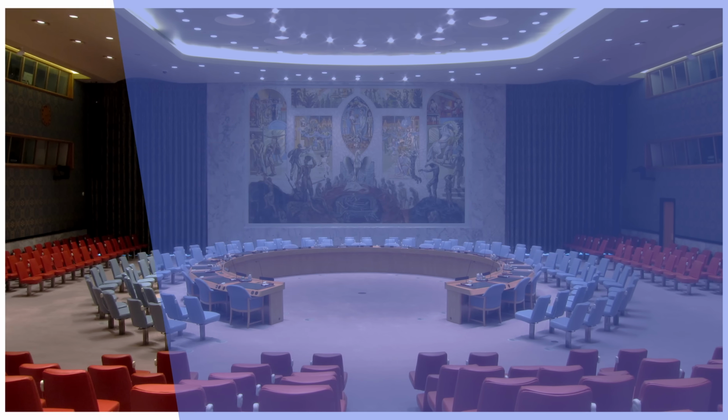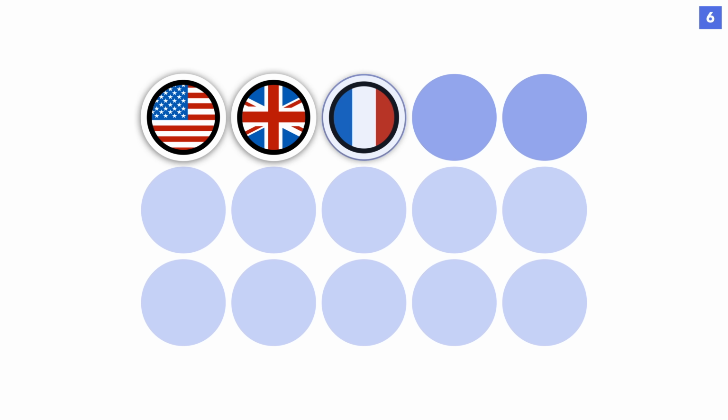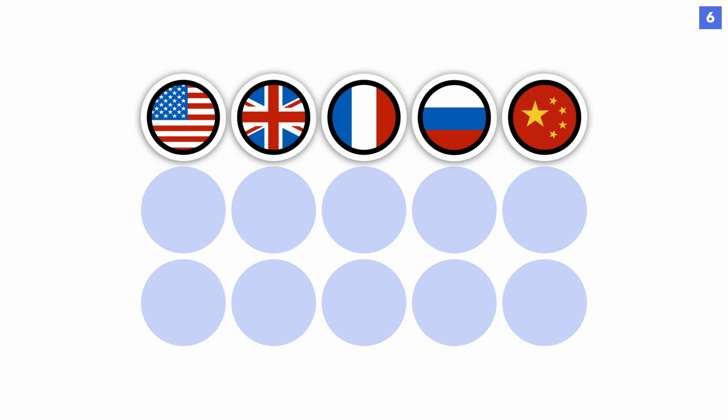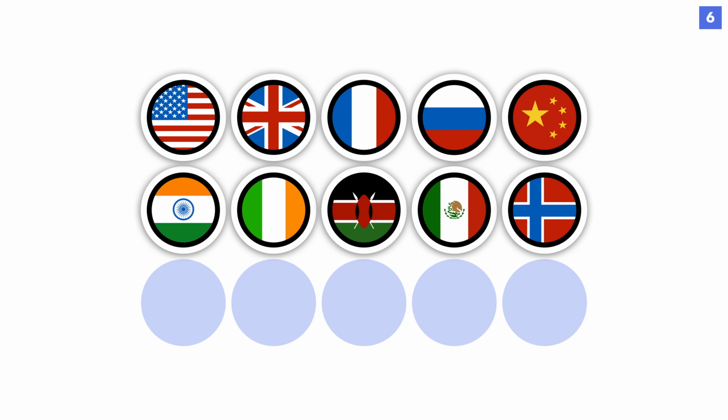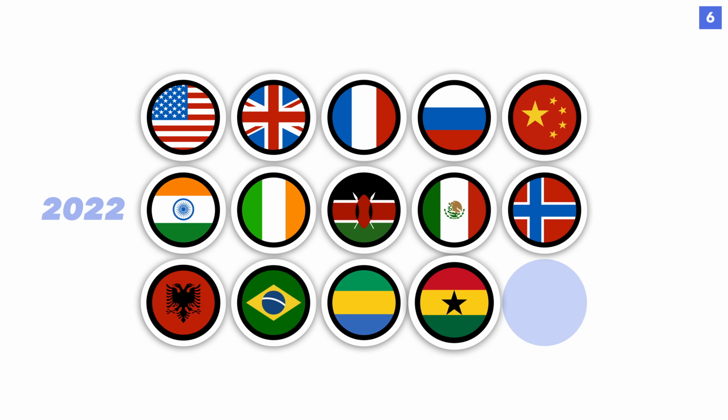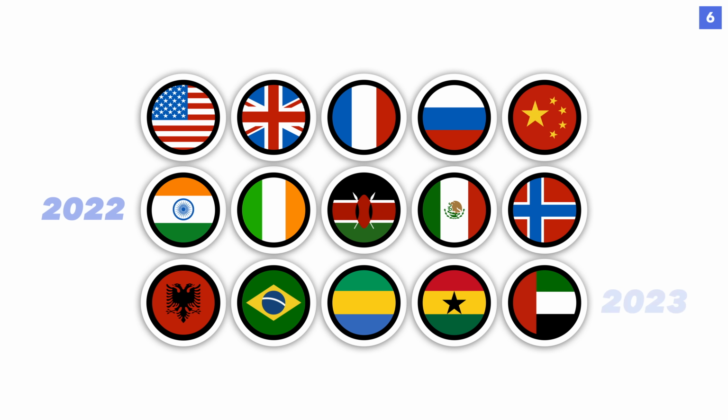The Council's membership is limited to 15 states at any given time, with 10 seats rotating and 5 permanent seats awarded to the 5 main allies: the United States, United Kingdom, France, the Russian Federation and the People's Republic of China. The 10 rotating members of the Council are elected for 2-year terms. India, Ireland, Kenya, Mexico and Norway will rotate out later this year, while Albania, Brazil, Gabon, Ghana and the United Arab Emirates will rotate next year.